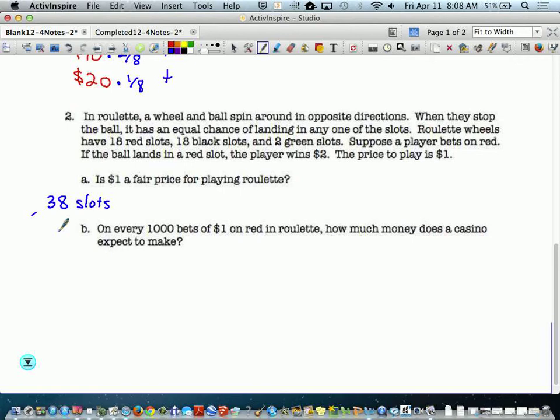So in this particular game, the player is betting on red. So the player can win $2 for betting on red. They can win $0 if it lands on everything else, right? So what's the probability that it's going to land on a red number?